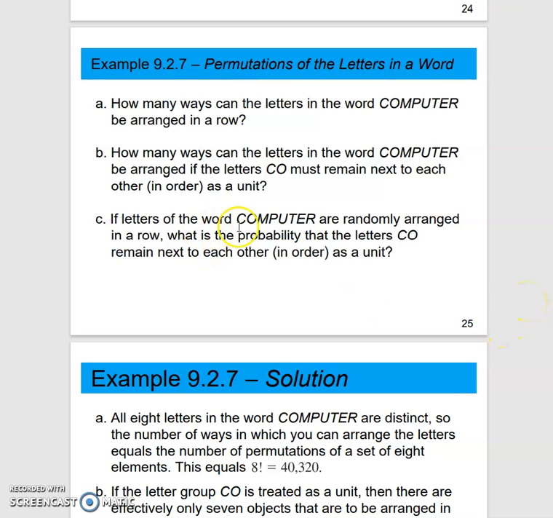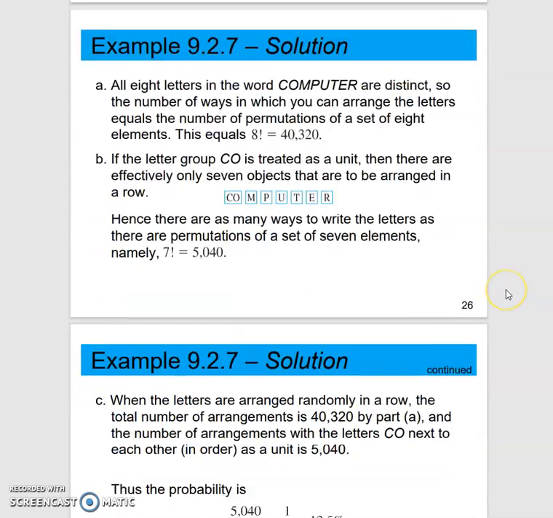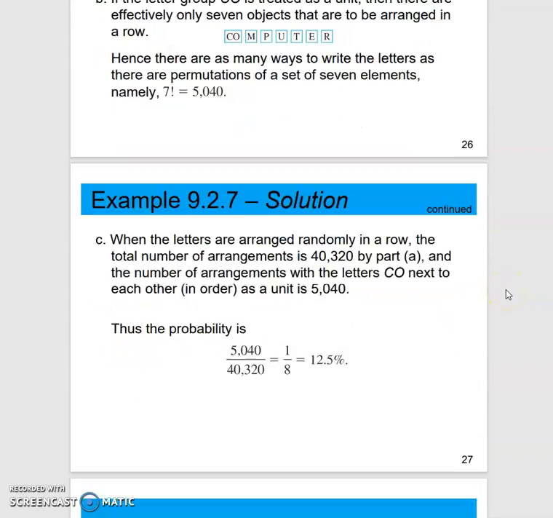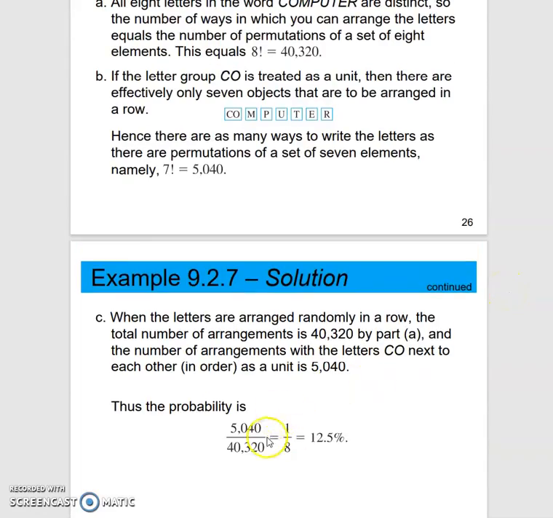And then finally, if I rearrange them all randomly, what is the probability that those CO letters remain next to each other in order? Well, that is basically doing those two values I just did. I'll take that 5,040, divide it by 40,320, and I get 1 out of 8, or 12.5%.